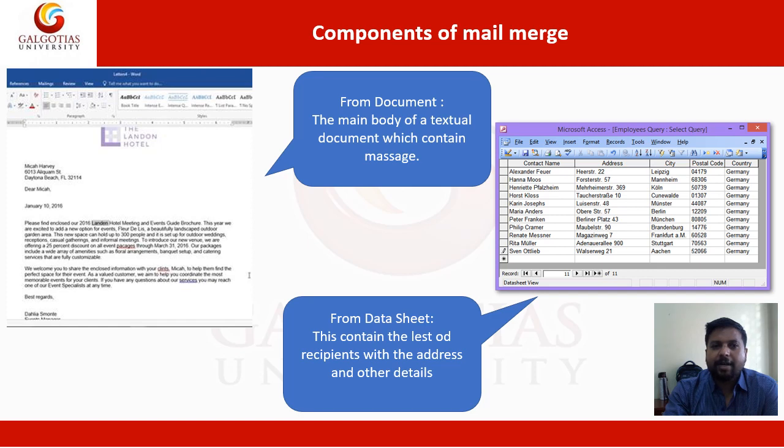So in this slide we are going to discuss the components of mail merge. As you can see on the right hand side, there is a Microsoft Access list, an employer list. On your left hand side you can see a body, or you can say a draft letter. There are two compulsory components for mail merge. First, you have to have a letter, or a document. And second, you have to create a list.